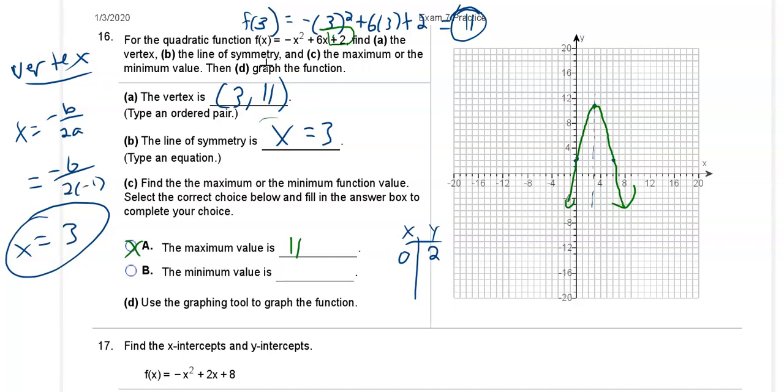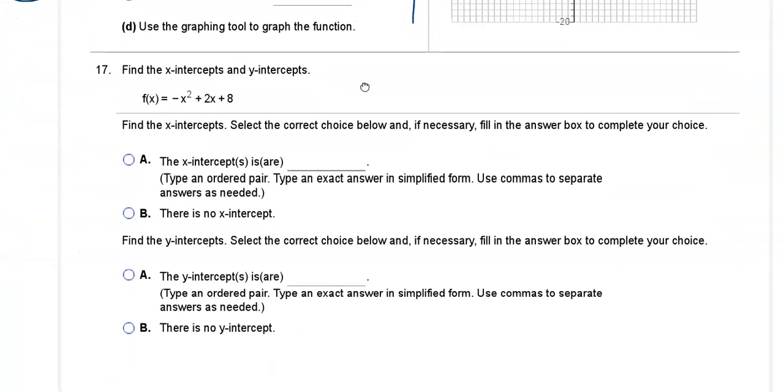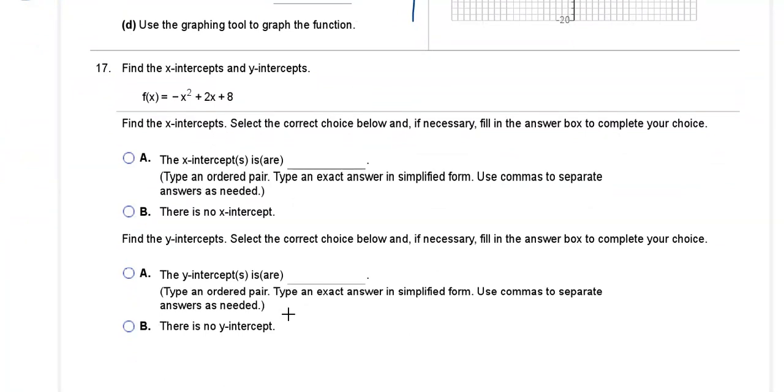So you can pause the video and take longer to think about that if you need to. I'm going to go ahead and move on to number 17, the last problem of the test. And this one, we don't have to graph, thankfully. It's just about finding x and y intercepts.